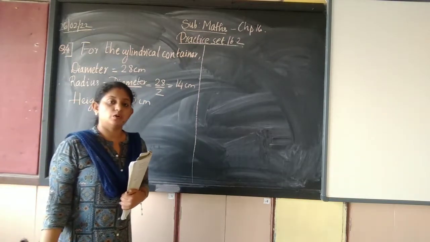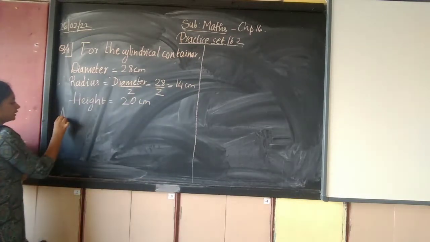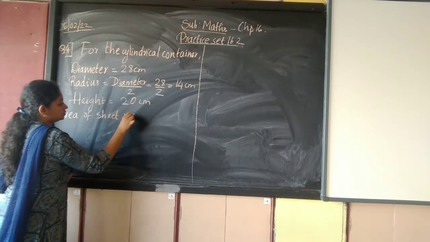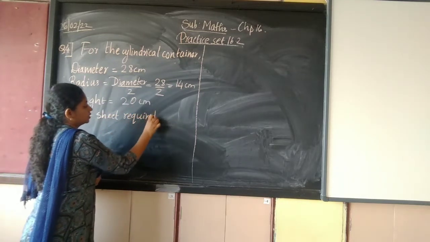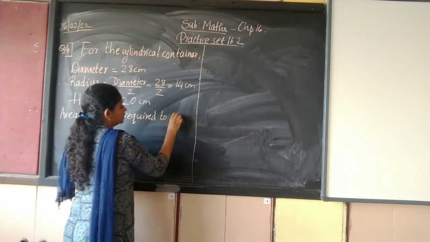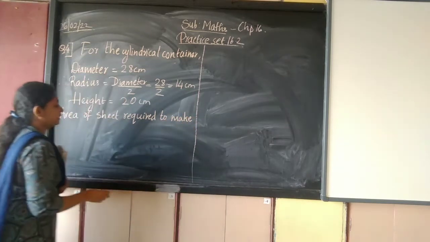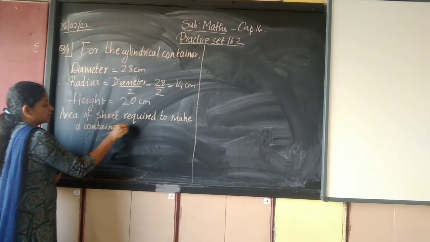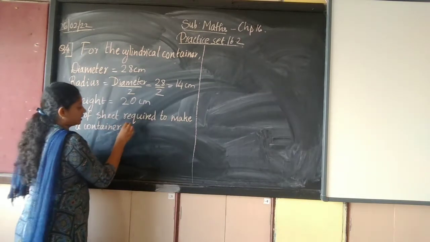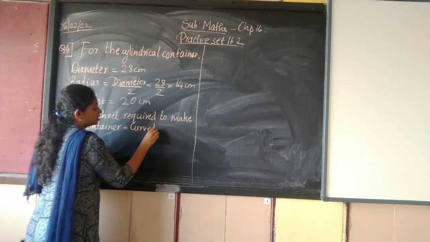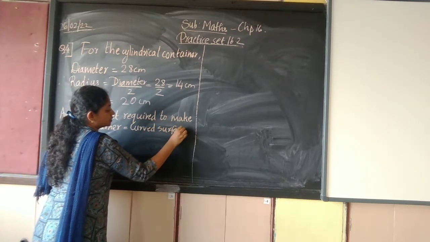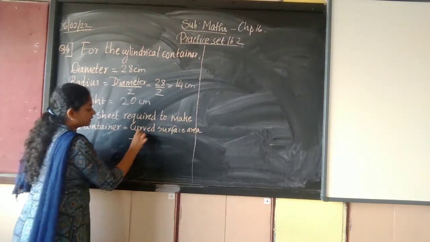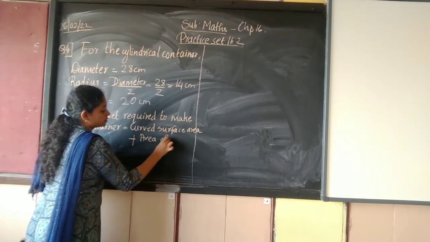Now what are we supposed to find out? We have to find out the area of sheet required to make a container, which is equal to curved surface area plus base we need, that is the area of circle, correct?